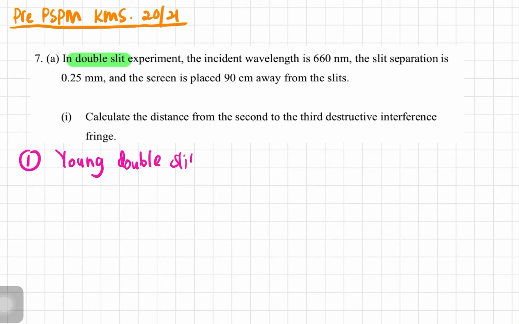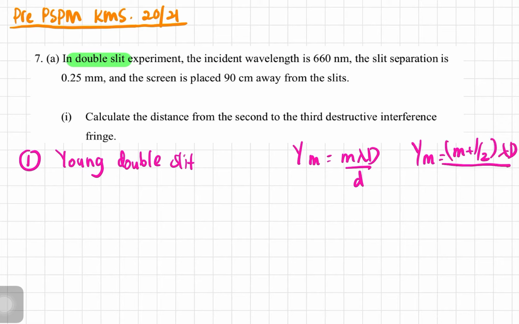For Young double slit, as I said, you can refer back to the list of equations. I divided the equations into several chapters. The first equation will be for constructive, m lambda D over d. The other one is for destructive. So this is constructive, and this is for destructive.